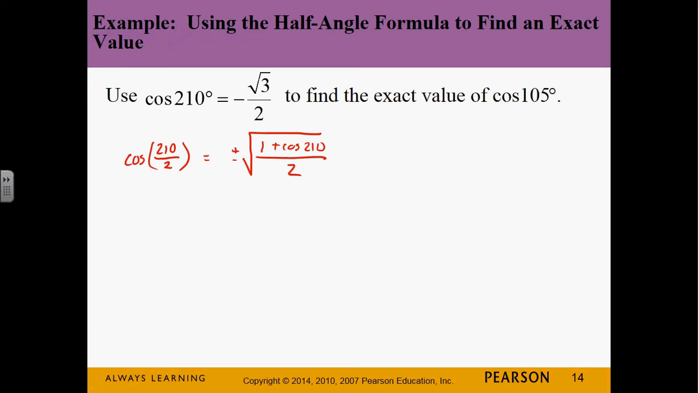Now, we're talking about cosine of 105. What quadrant is 105 in? It's in quadrant 2, right? It's bigger than 90, less than 180. Is cosine positive or negative in quadrant 2? It's negative, right? All students, so only sine is positive in quadrant 2. So this tells us that we're going to use the negative, not the positive. I don't need the plus or minus, I just need the minus because of the quadrant we're in. So I know that cosine of 210 is negative root 3 over 2. So I've got negative square root of 1 minus root 3 over 2, all over 2.